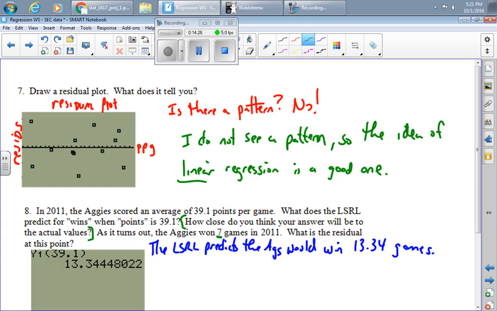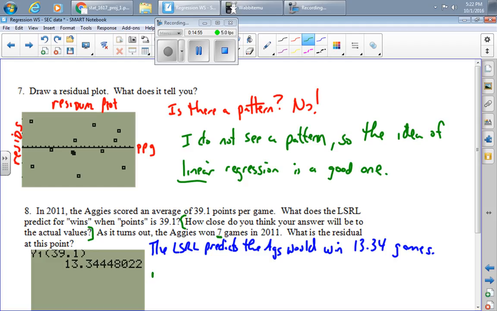Well, my R and R squared were pretty good. I think the relationship is linear. The trick is, I'm not real sure if the schedule that the Aggies played aligns itself with the schedule that the SEC had. If you appealed to the fact that R and R squared were pretty good, I'd like that. If you appealed to the fact that the residual plot showed no pattern, so a linear regression was appropriate, I would like that as well.